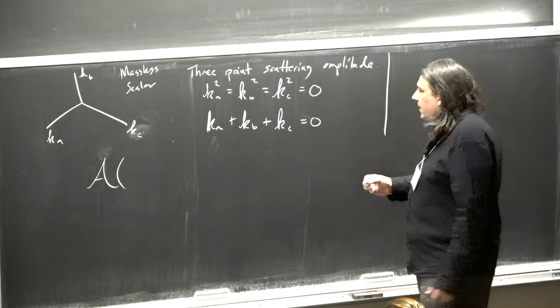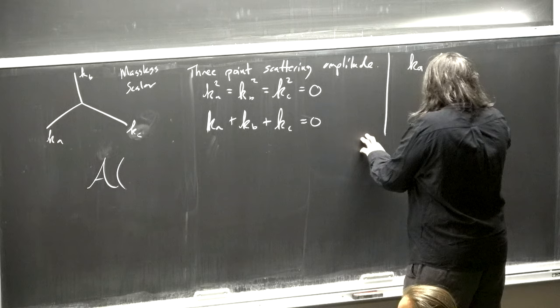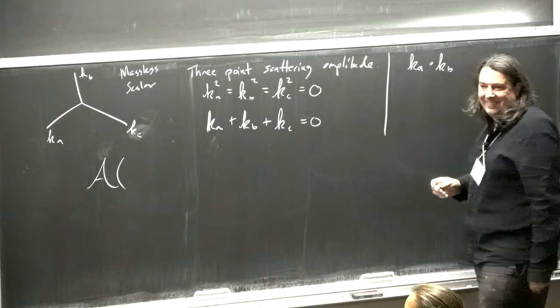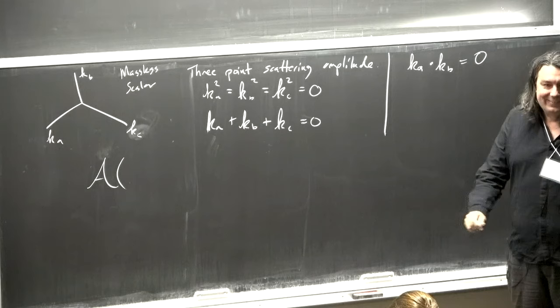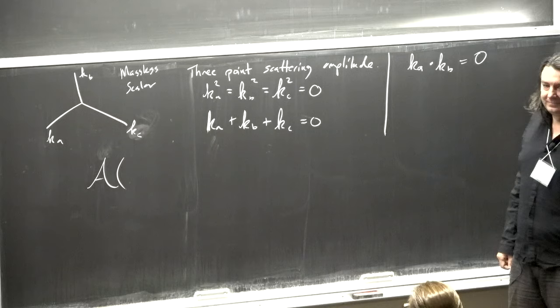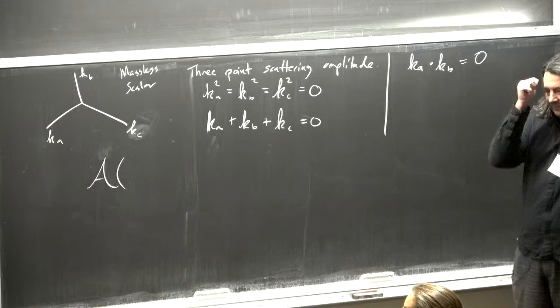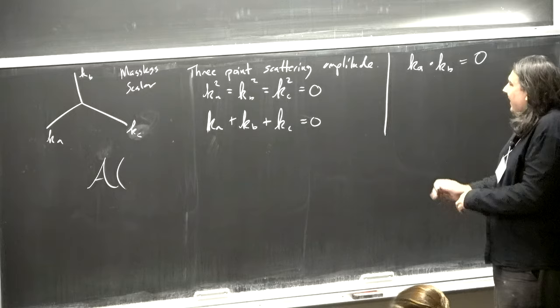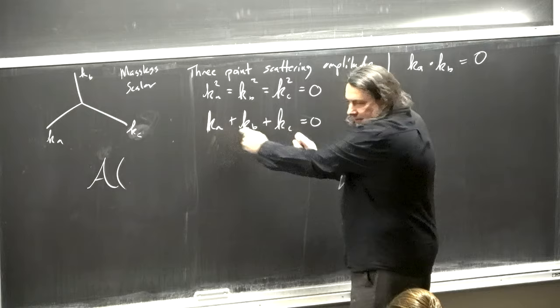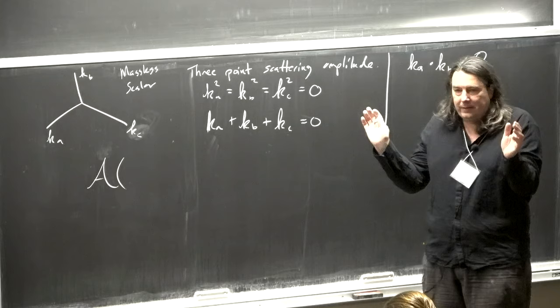Dot product. Okay, so let's consider what Ka dot Kb is. Well, it's zero. Why is it zero? It is absolutely zero, okay? And in fact, all the Lorentz invariants between them. And I don't have any polarizations to play with. I don't have any spinor bilinears to play with. I'm out of Lorentz invariants, okay?